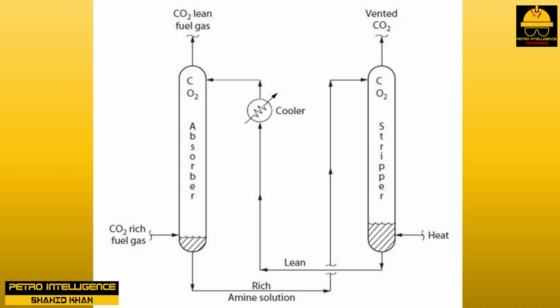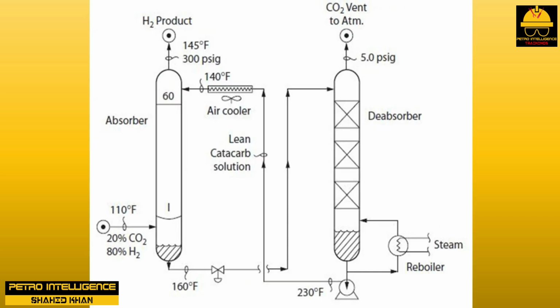The process for CO2 absorption is the same as shown in picture. The only difference is that a potassium salt solution is used instead of the amine solution to absorb the CO2 from the hydrogen product. The potassium salt solution is called catacarb, as shown in picture. To accelerate the rate of absorption and deabsorption of CO2, a catalyst called LRS-10 is added to the catacarb.